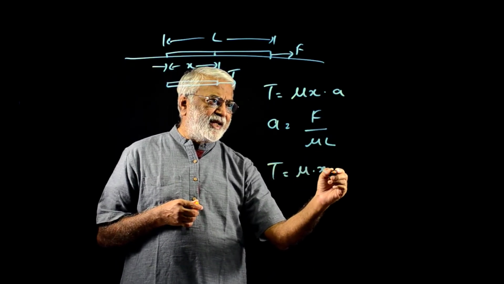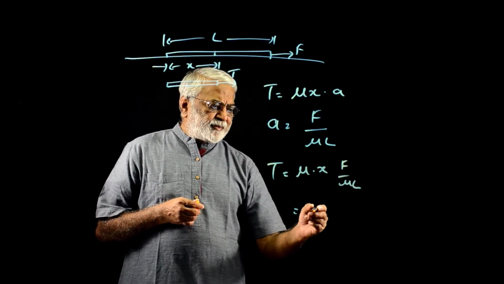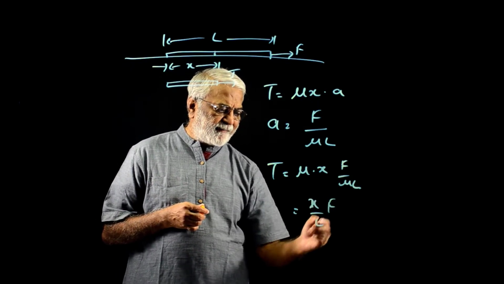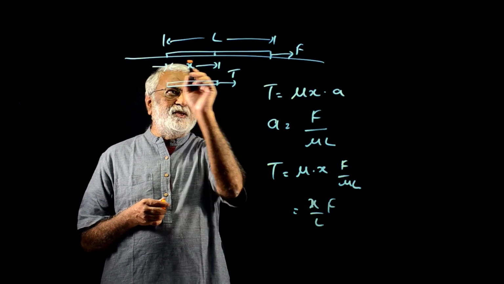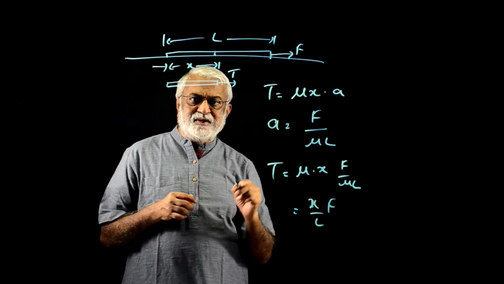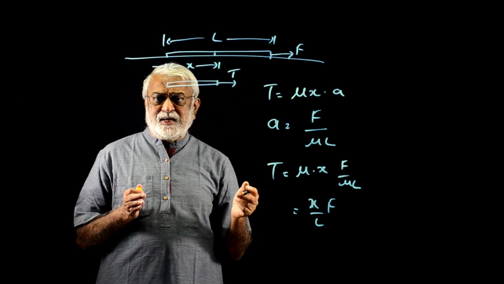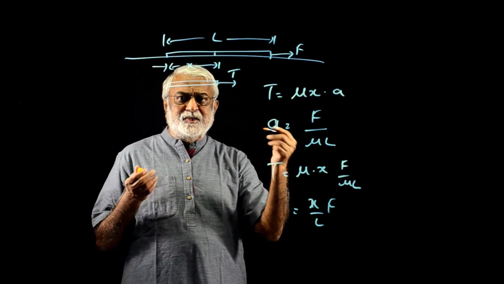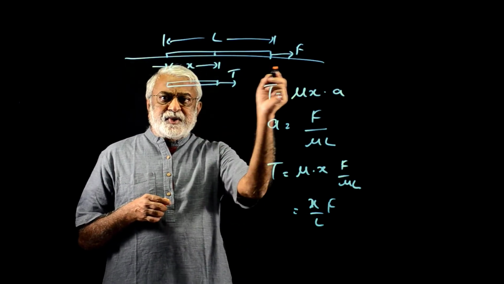So T equals mu into x, and you substitute for A as F by mu L. Mu goes away, giving T equals x by L into F. So tension varies linearly as x changes from 0 to L. It's F at the front end and 0 at the rear end. We generally ignore the mass of the rope and then say tension is the same throughout. Not in this case. You cannot ignore the mass. That will give an absurd result, and also tension is varying along the length.